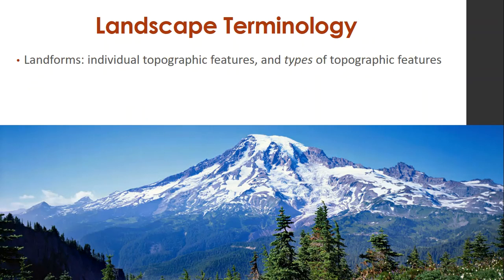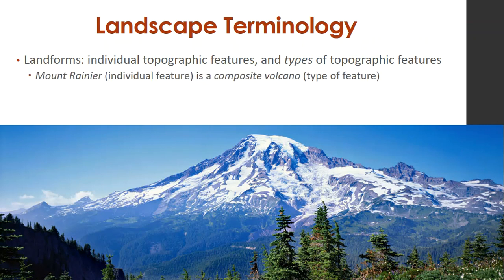Also, landforms are individual topographic features and types of topographic features, so they refer to two things. For example, Mount Rainier, pictured here, is an individual feature, but it is also a composite volcano, which is a type of feature. We'll talk about volcanoes, I believe, in the next module.